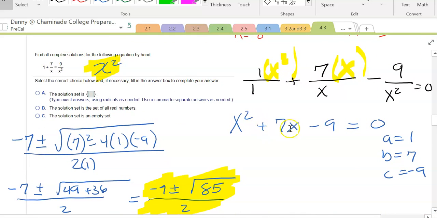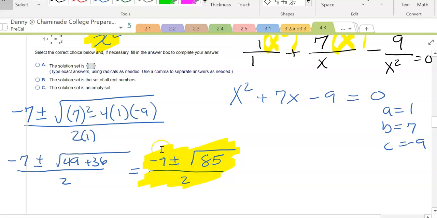I multiply it out, I end up with this quadratic. I can't factor it, so I have to use the formula. And here, you could actually plug this in. You could type it in. You have a button for plus or minus, so you could actually type this in just as is. Mine was not able to simplify my radical, so I just left it as such.